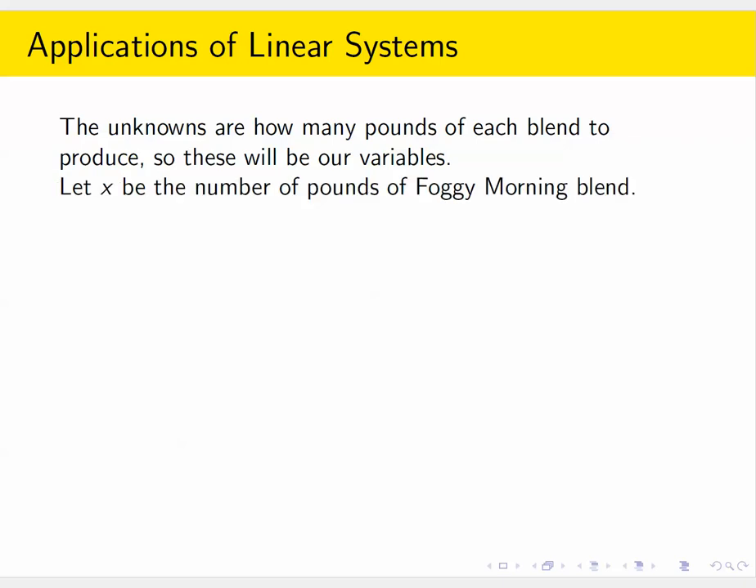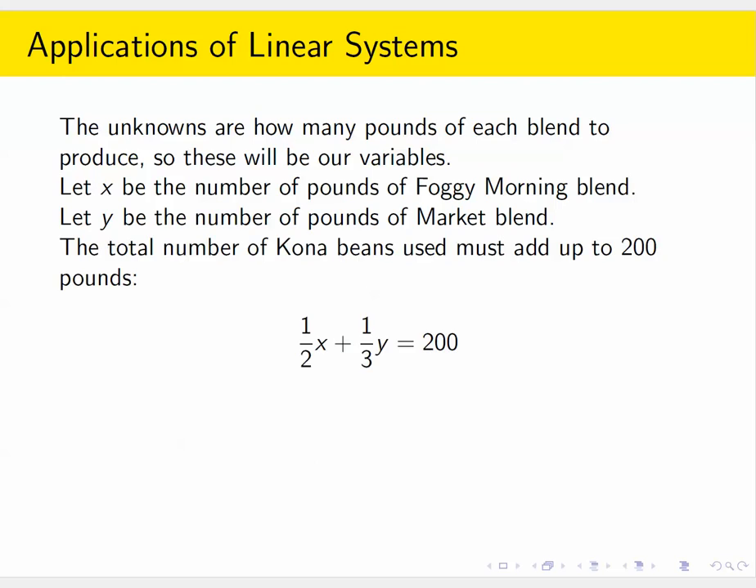X will represent how many pounds of Foggy Morning we blend. Y will represent how many pounds of Market we blend. Now, the total number of Kona beans has to add up to the 200 pounds we received in the shipment. So if X is how many pounds of Foggy Morning we blend, half of that was Kona beans. If Y is how many pounds of Market we blend, 1/3 of that is Kona beans. So when we add together how many Kona beans we used in Foggy Morning and how many Kona beans we used in Market, the total should be 200 pounds of Kona beans.